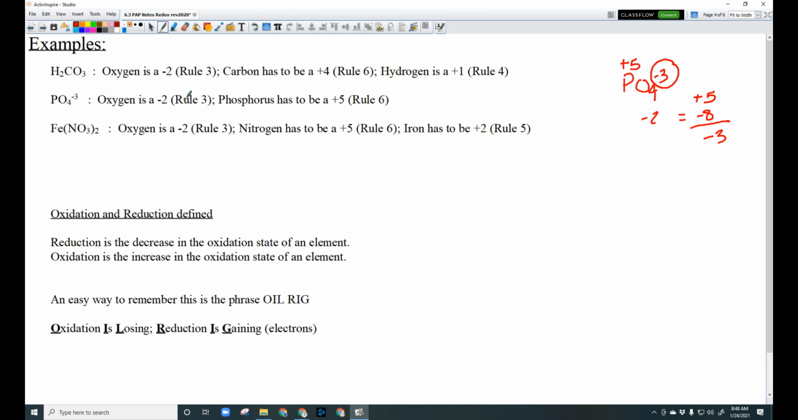So rule number 3, oxygen's always -2. And then phosphorus, whatever's left over, has to be a +5. So that's rule number 6.